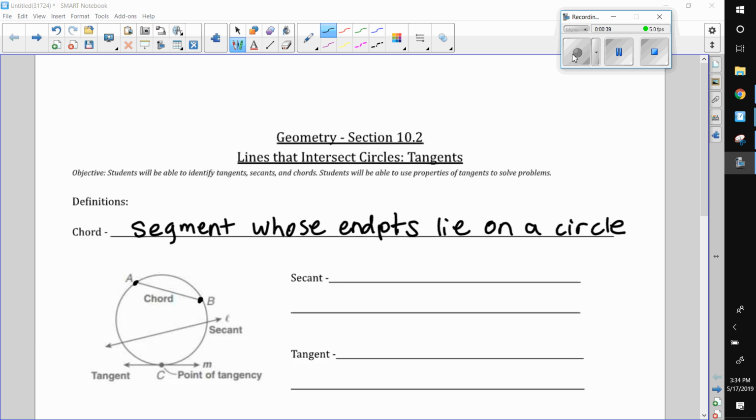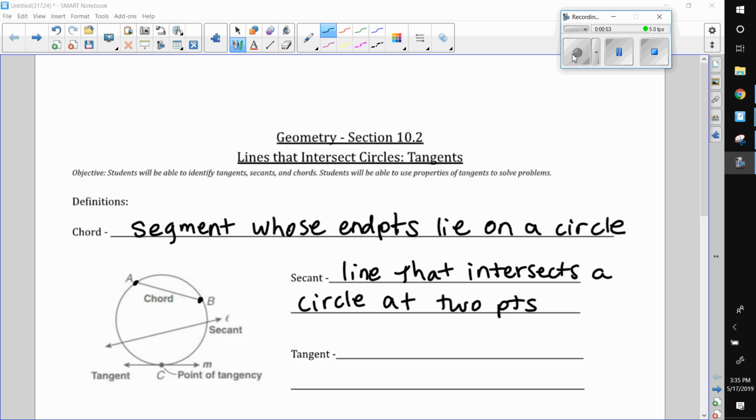A secant is a line that intersects a circle at 2 points. So it's got to be a line. You can see that it has the arrows for it to be a line, line L here. So a segment versus a line, so we've got a chord versus a secant.